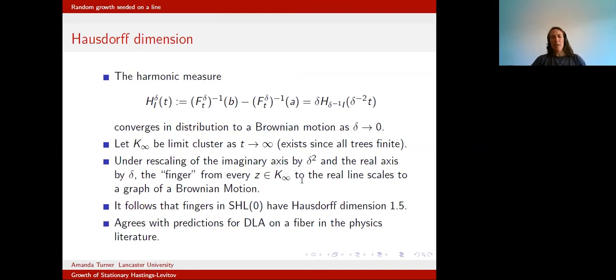But we can actually get more than that from this Brownian motion description. We can compute the Hausdorff dimension of this cluster just from the Hausdorff dimension of Brownian motion. And so all fingers of SHL0 have Hausdorff dimension 1.5. And for us, this was one of the most interesting and unexpected things about this model, that it exactly agrees with predictions for DLA on fibers in the physics literature.